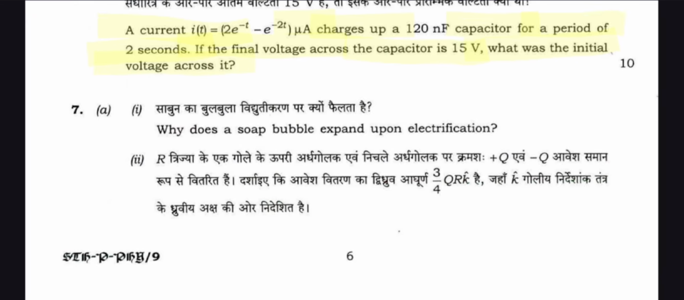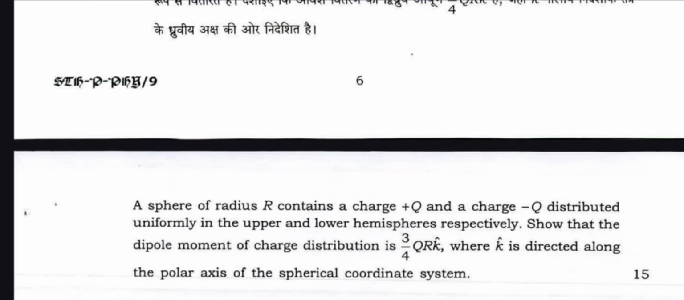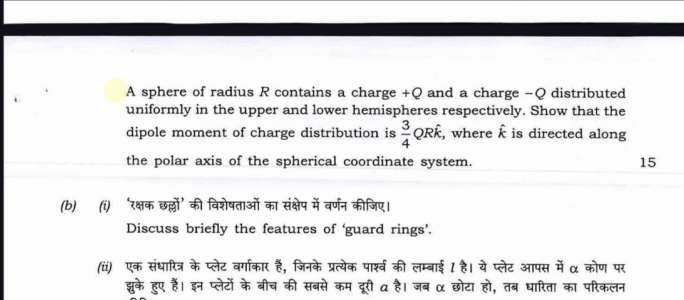And question number 7, you see: why does a soap bubble expand upon electrification? And 2 is here. A sphere of radius r contains a charge plus q and a charge minus q distributed uniformly in the upper and lower hemispheres respectively, so that the dipole moment of the charge distribution is 3 by 4 q r k, where k is directed along the polar axis of the spherical coordinate system.